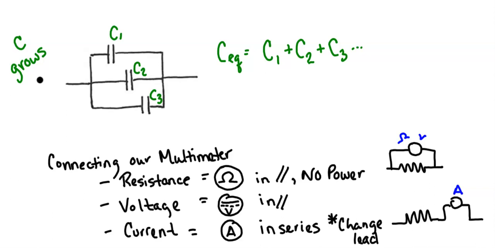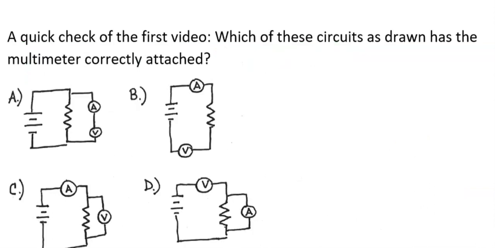So my question is, with that in mind, which of these circuits has the multimeters correctly attached? It should probably say multimeters because it shows two of them. Take a moment, push pause on the video, analyze those, and only one of them is correctly installed. So have a look and tell me which one.